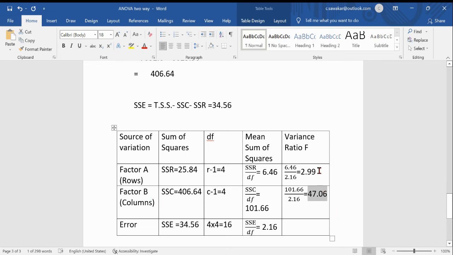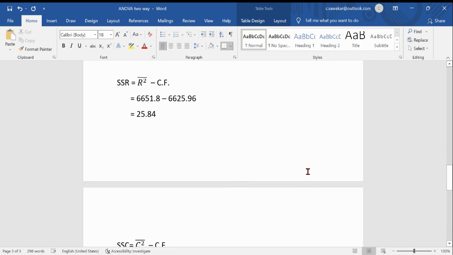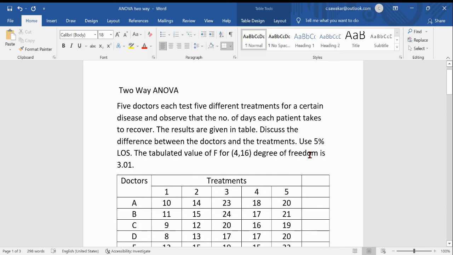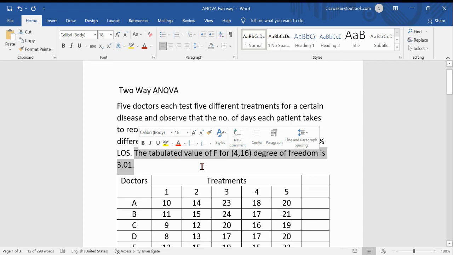Now once the calculated F value has been found, the next step is comparing it with the tabulated F value. The tabulated F value has already been given to us. It is 3.01, as mentioned in the question. The tabulated F value for 4 and 16 degrees of freedom is 3.01. Yes, 4 and 16 degrees of freedom.